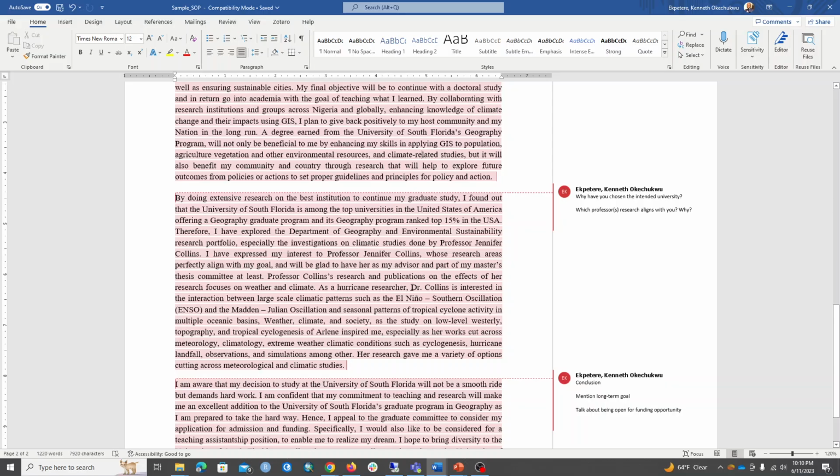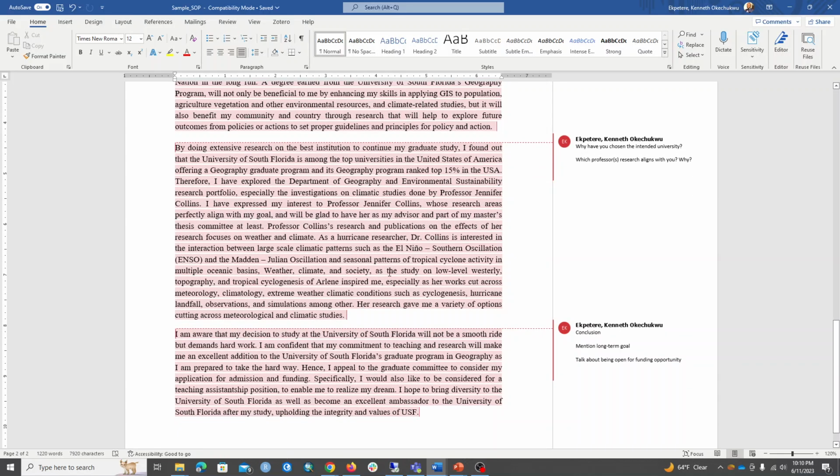All right. In this next paragraph, the second to the last paragraph, she's talking about why she did extensive research and why she picked the school. She says it's about the top 15% in the US. She also talked about why the department was important, which professor she has mentioned, and how she expressed her interest. She said, I have expressed my interest to Professor Jennifer Collins, whose research areas align with mine.